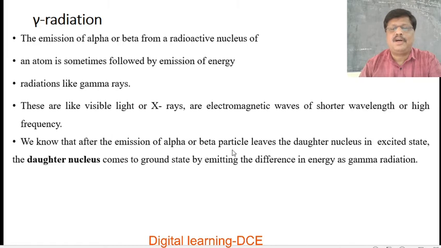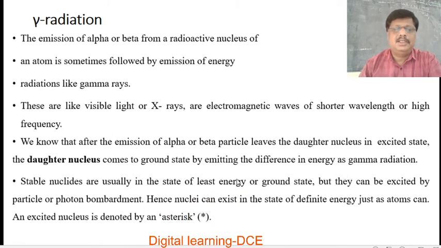After the emission of alpha or beta particle, the daughter nucleus is in an excited state and this daughter nucleus comes to the ground state by emitting the difference in energy as gamma radiation. Stable nuclides are usually in the state of least energy or ground state. But they can be excited by particle or photon bombardment. Hence, nuclei can exist in definite energy states as atoms can.